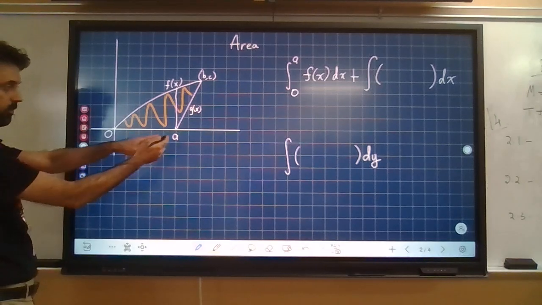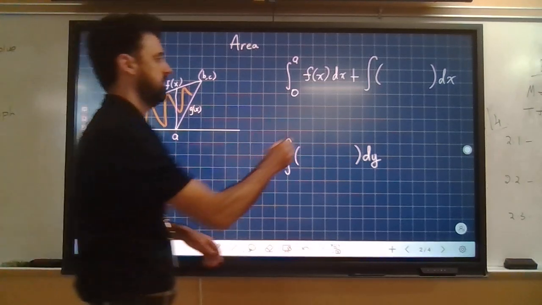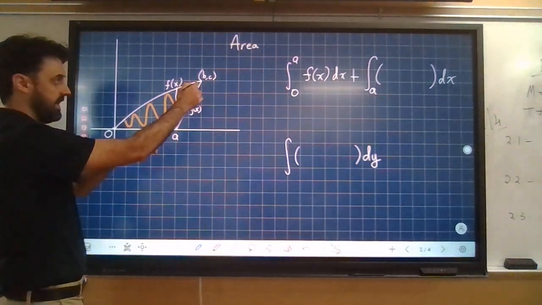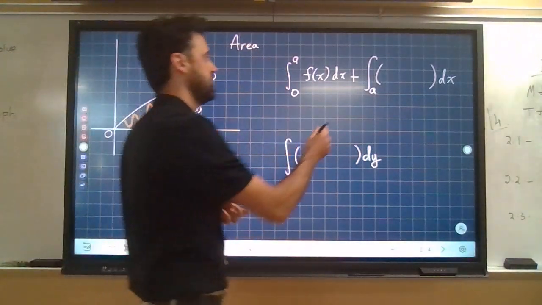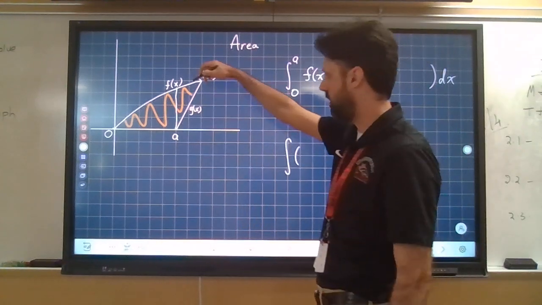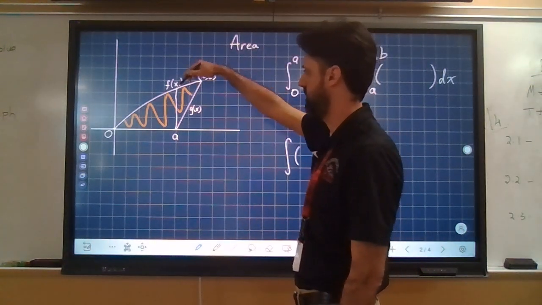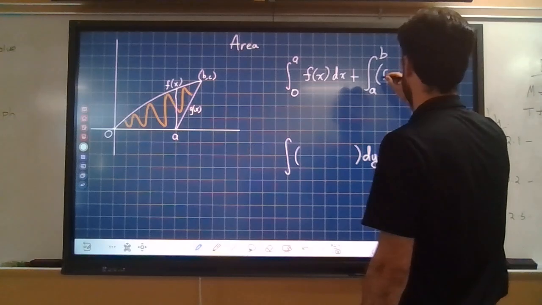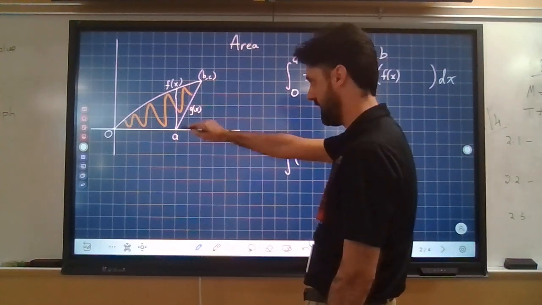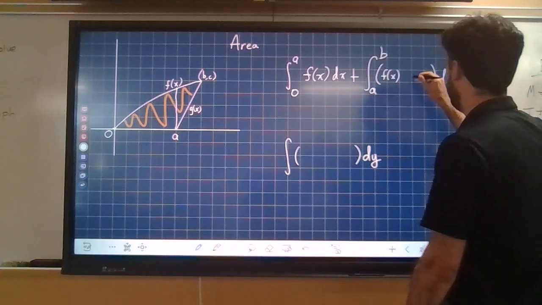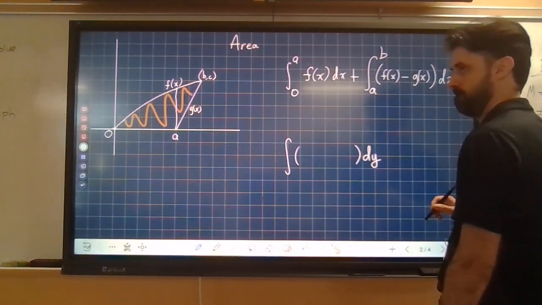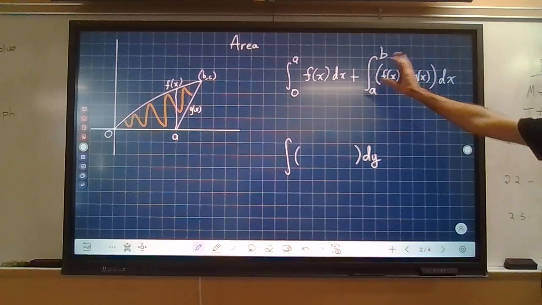For this next portion, we're going to start at a right here. And then we're going to stop at this intersection. We want the x coordinate from there, so we're going to stop at b. But in this portion, there is a top and a bottom, and so the top function is still f of x. The bottom function is g of x, and so if I want the area between those two functions, I'm just going to subtract.